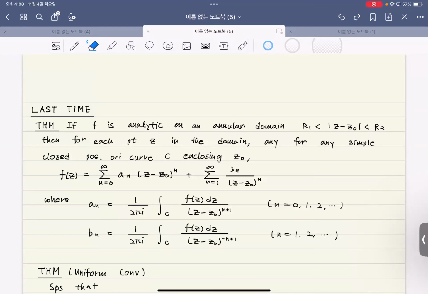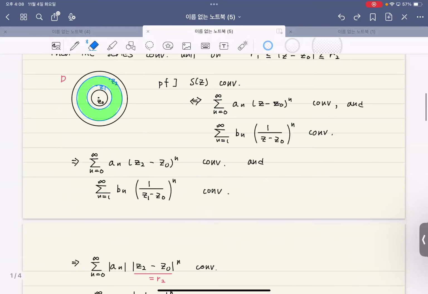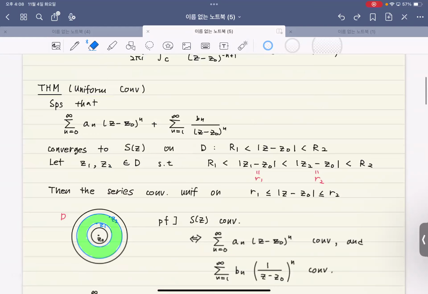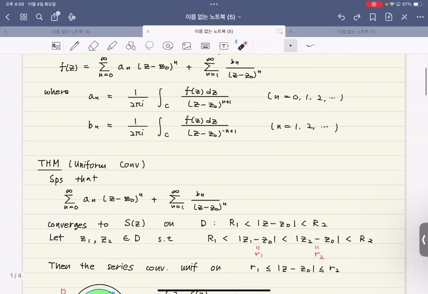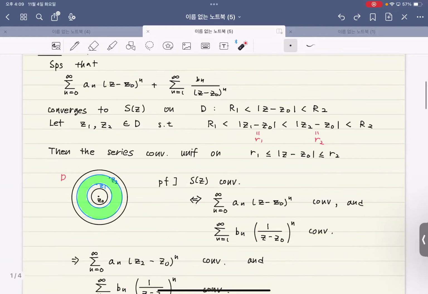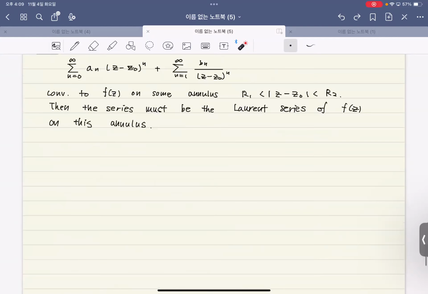But because of the uniqueness theorem, suppose that we somehow find any such expansion that represents your function on this annulus domain, then that series representation is automatically the Laurent series expansion of your function. Therefore, you don't need to actually compute these two numbers, these two coefficients, a_n and b_n. Okay, so let me show you the importance of this theorem by example.